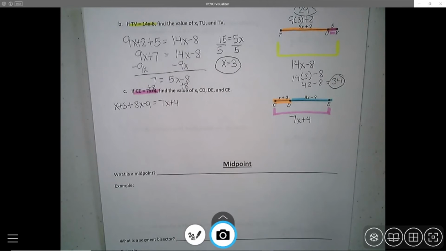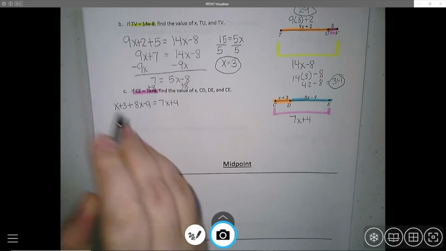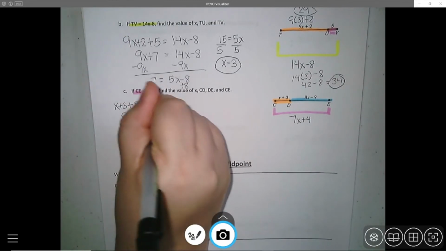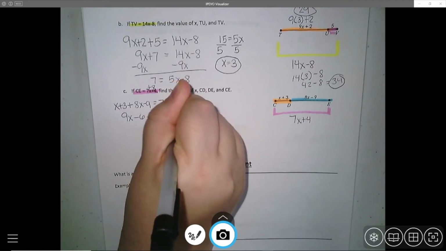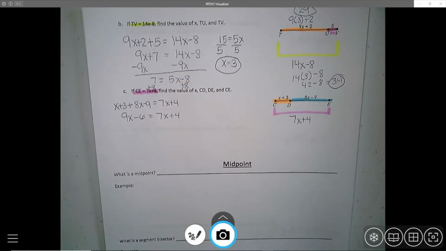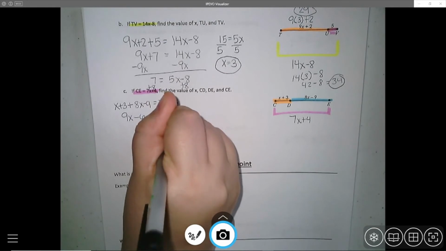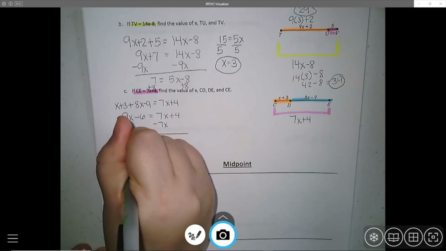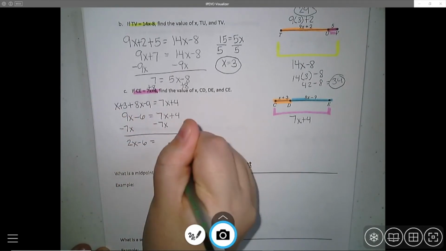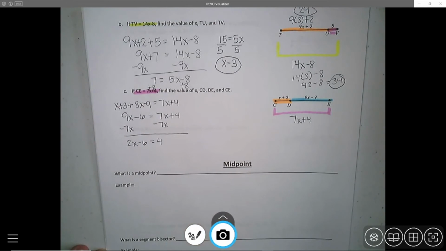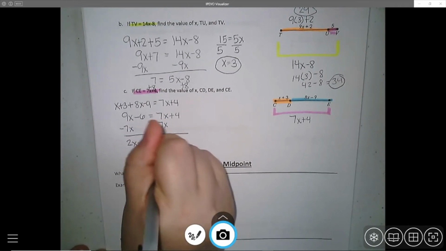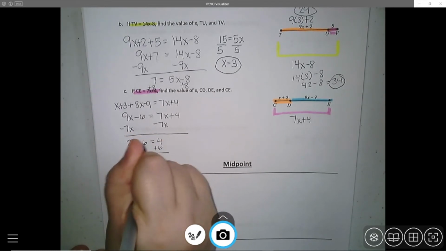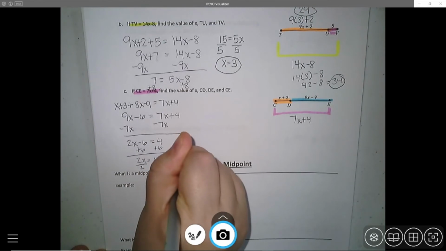Part plus part equals whole. 8x and an x become a 9x. 3 and a negative 9 become a negative 6, equals 7x plus 4. Okay, to get the x's by itself, I always move the smallest x, so I'm going to move that 7x to the other side, so I subtract it to give me 2x minus 6 equals 4. I'm going to then add 6 to both sides. I get 2x equals 10. Divide by 2, I get x to equal 5.